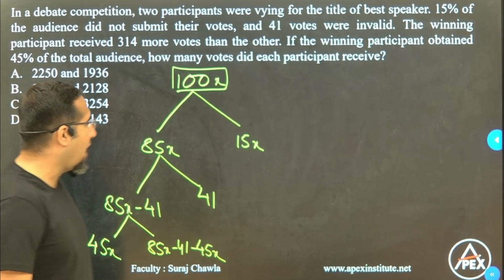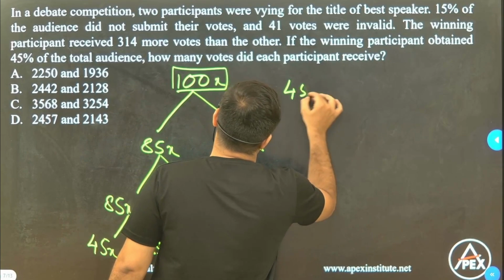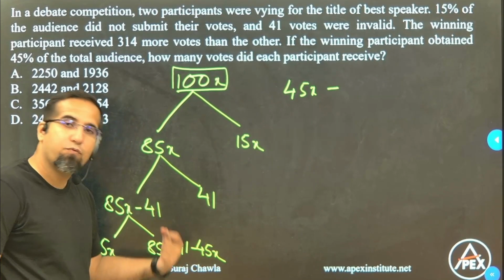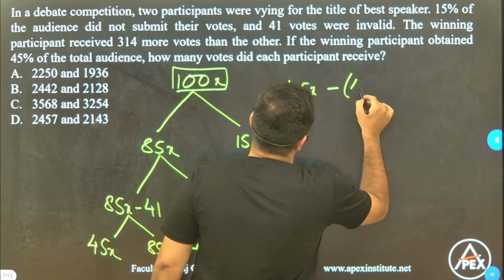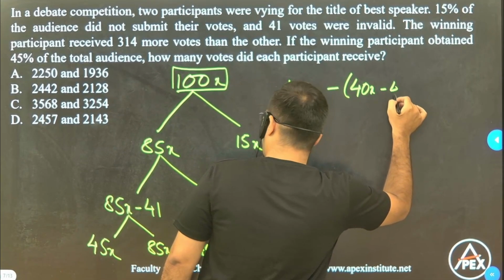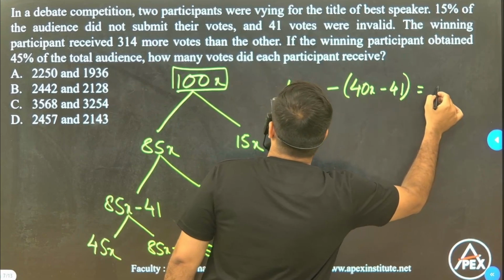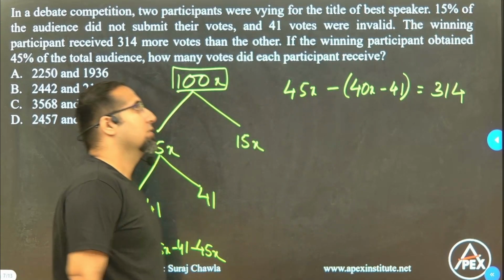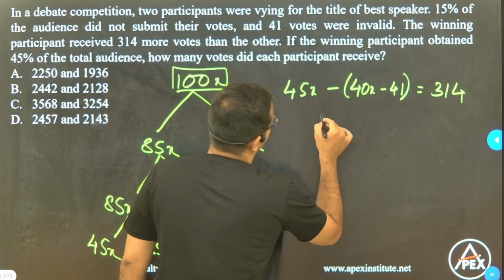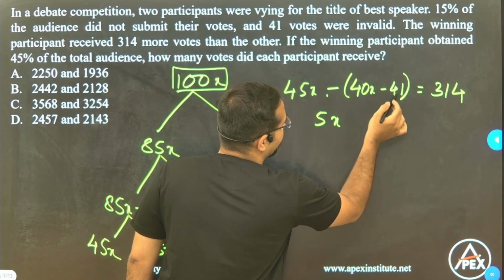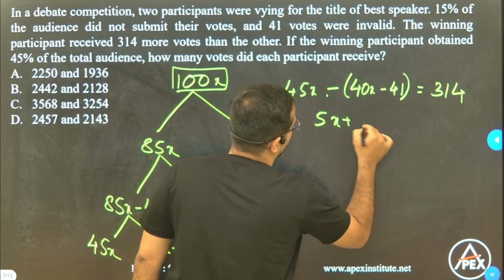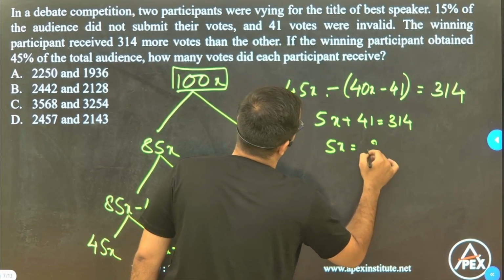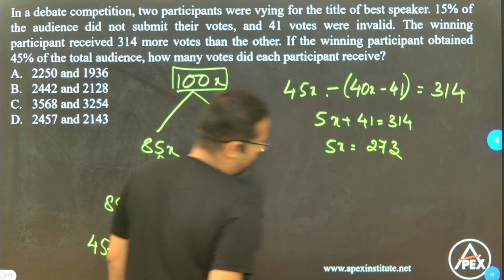ठीक है? तो इन दोनों का गैप हम निकाल लेते हैं. That is 45x minus (85x minus 41). 85x माइनस 45x होता है 40x, तो हम ब्रैकेट लगाते हैं 40x माइनस 41, इन दोनों का जो गैप है वो है 314. So let's simplify, तो हमारा वैल्यू जो हो जाएगा वो 5x प्लस 41 हो जाएगा, is equal to 314, और we have 5x is equal to 273.